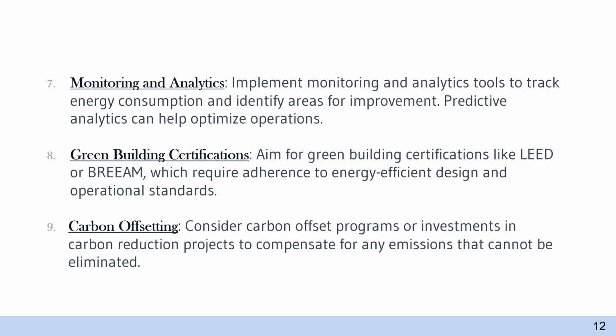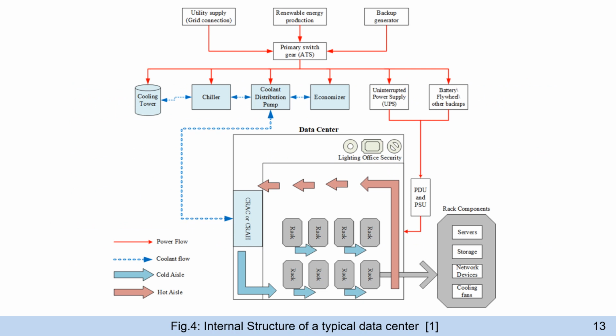Now let's move on to the next slide. So now we are looking at the internal structure of a typical data center: the energy flow, the coolant flow, and the hot air flow, everything. First, on the top we can see utility supply, that is the grid connection, renewable energy production and backup generators, connected to the primary switchgear, that is ATS.